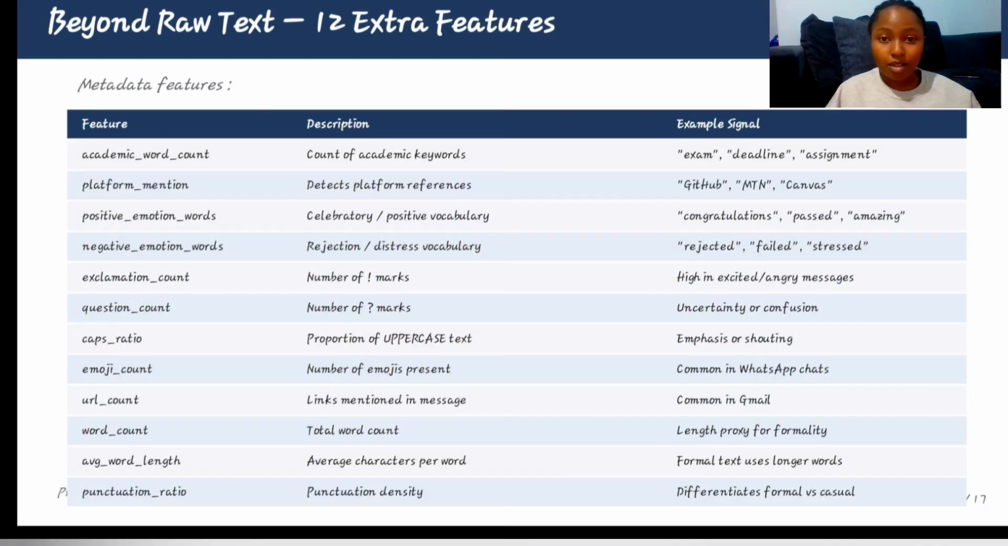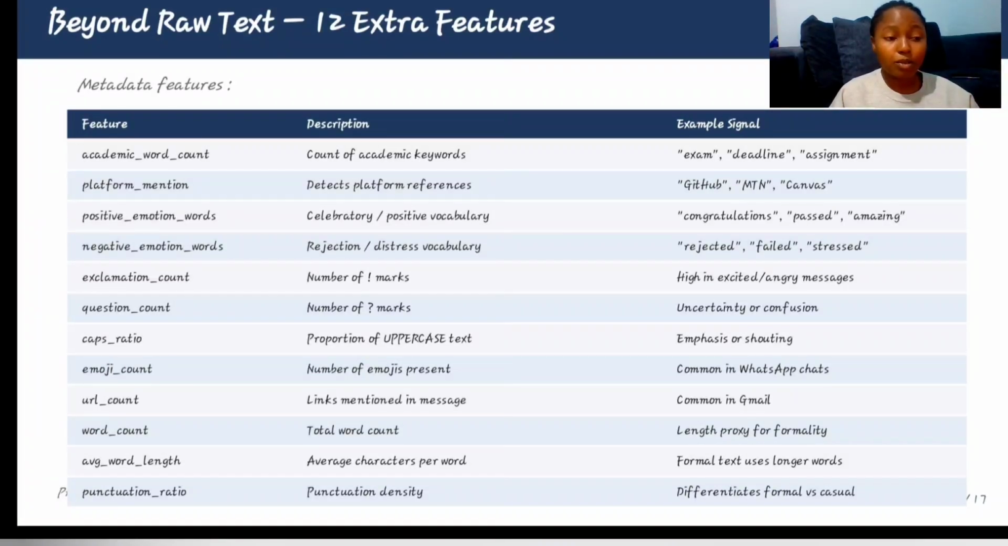My name is Muhindo Juliana, and I'll be taking you through the next slides. So we noticed that raw text alone isn't enough, and therefore we went beyond words and extracted 12 metadata features that capture how people write and not just what they write. For example, lots of caps means emphasis or anger.